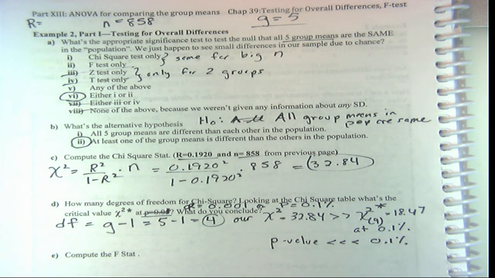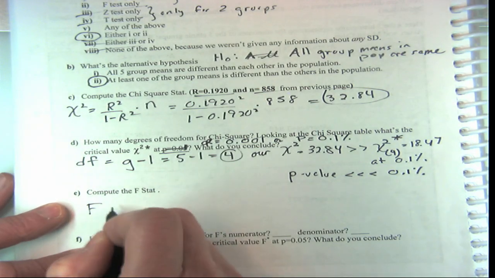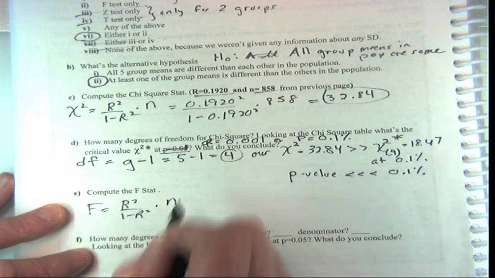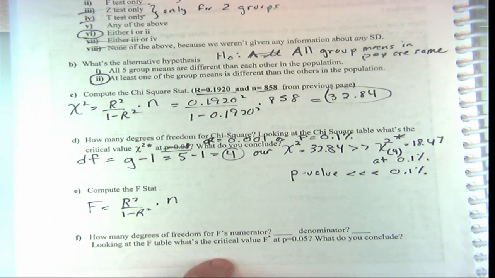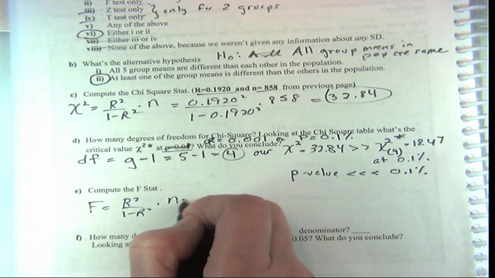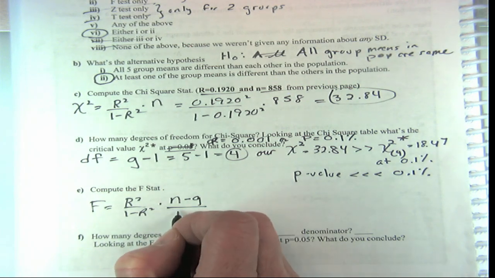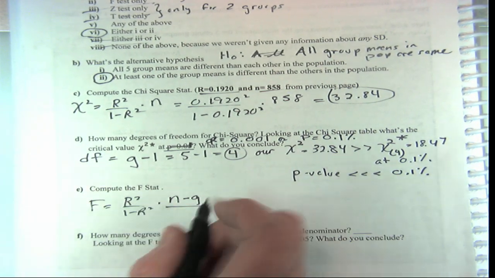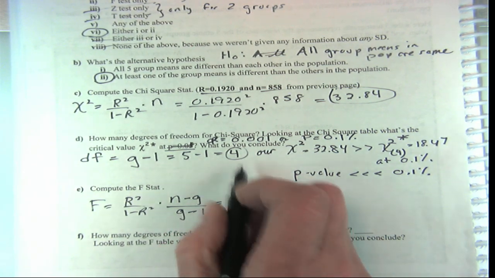Okay, does that make sense? Now to compute the F. What's the F? The F is the same thing. It's r squared over 1 minus r squared times n. Just start off the same way. But now you have to tweak that n, right? So you say n minus p, but now it's n minus g. And then we divide by the numerator. Once it simplifies, the numerator degrees of freedom is g minus 1. So we have the same thing.